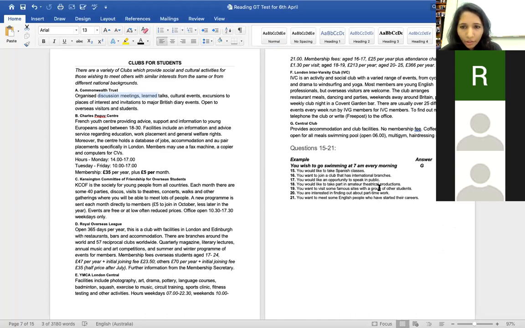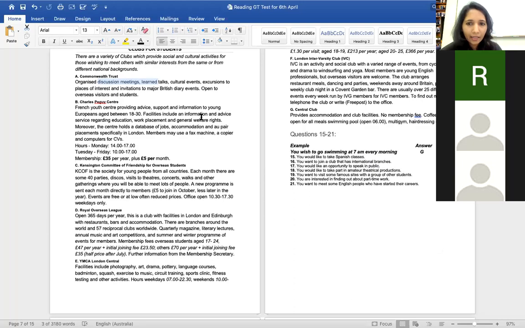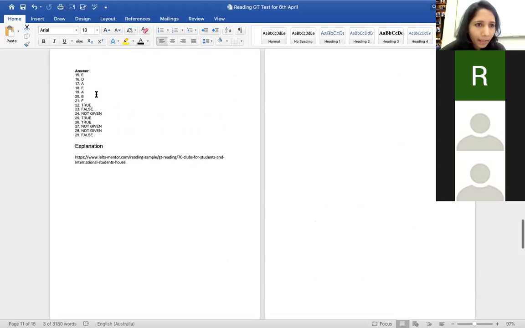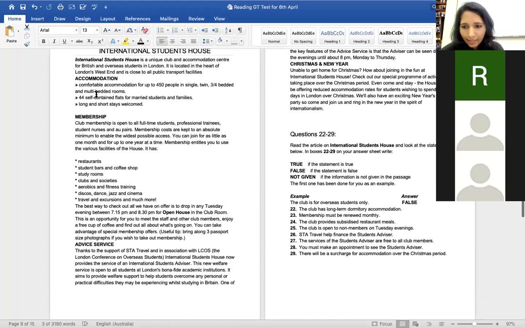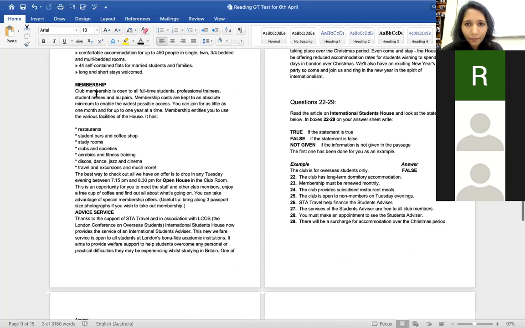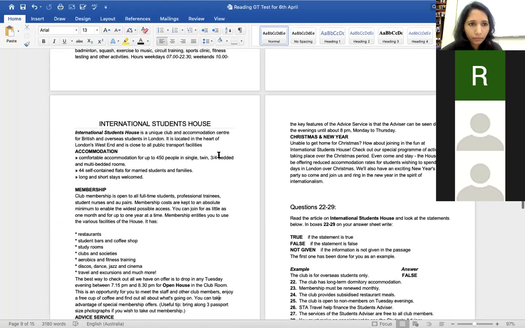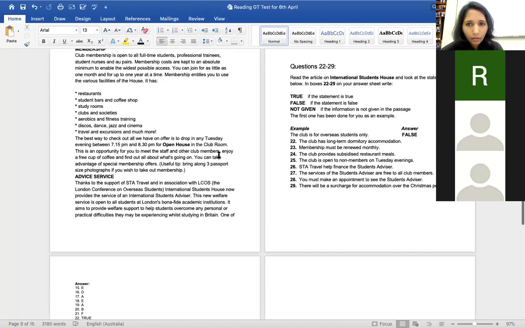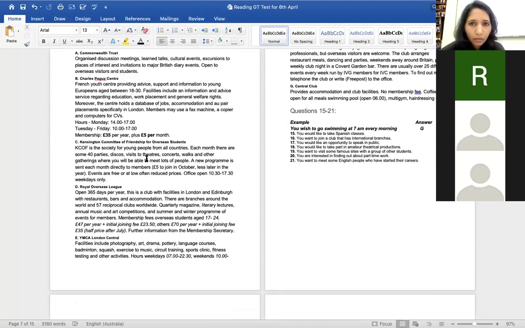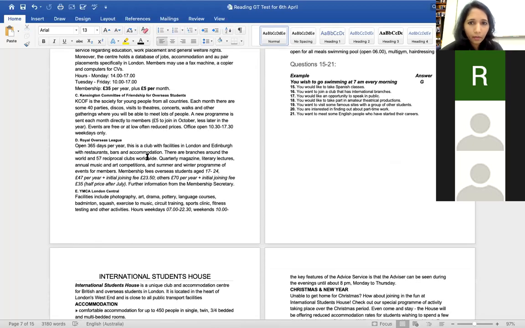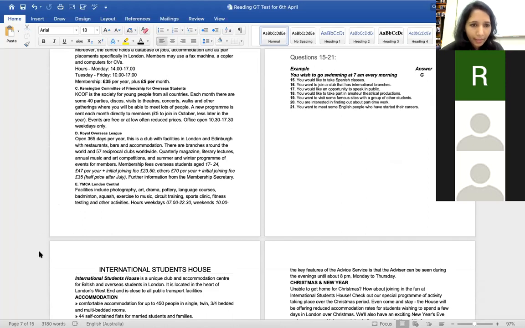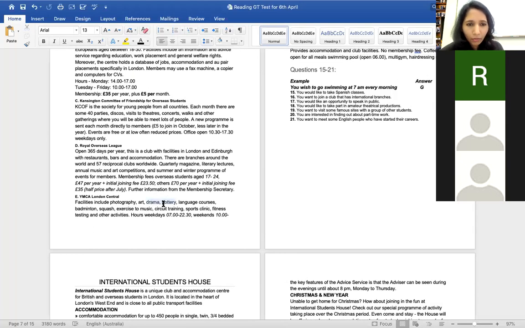Then for 18, you would like to take part in amateur theatrical productions. 18 is E, and Jitin says it's C. So the answer for 18 is E. If you look at it, because it's talking about theater here, fitness, testing, and other activities, squash, exercises. Okay, there's drama over here. That's why you chose E.